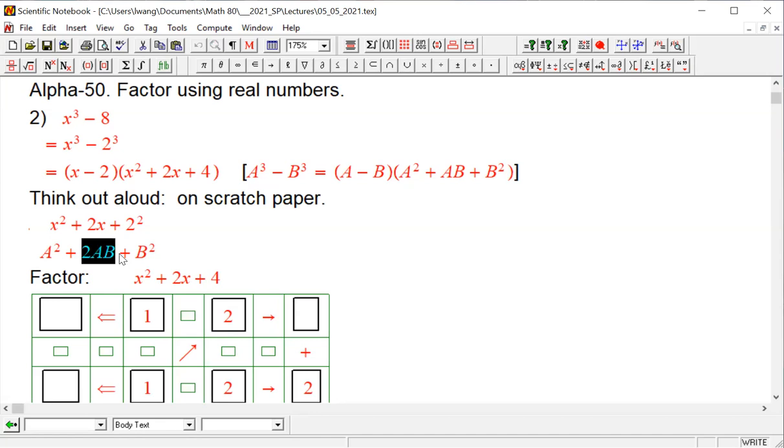But 2ab is going to be 2 times a, which is x, and b should be what? If this is x, and that is 2, the middle term will be 2 times x times 2. And we have a 4x here. So we have a 2x here, and here we need a 4x. It doesn't make the match, right? So it's not a perfect square. So this whole thing is not a perfect square.